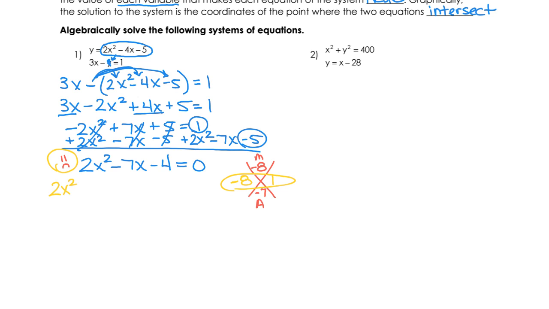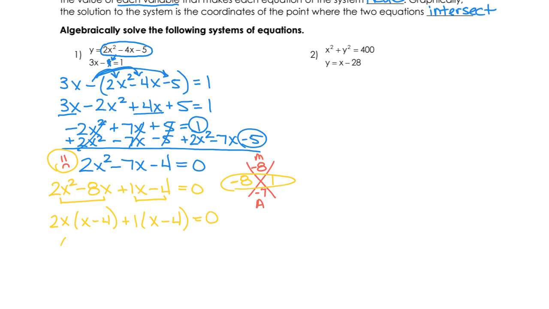So we get 2x squared minus 8x plus 1x minus 4 equals 0. We'll group the first two, group the last two. Out of the first group, we can pull out 2x, and left over will be x minus 4. Out of the second one, we have to pull out something, and it's going to be a positive 1, and left over is x minus 4.